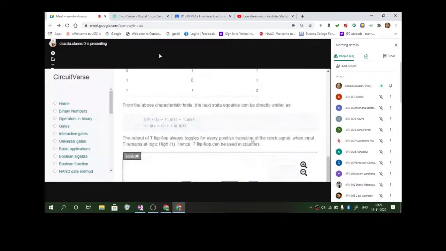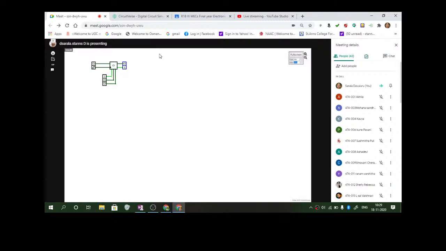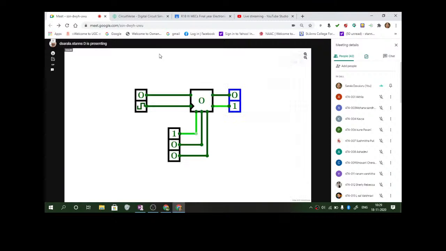So let me show you this circuit here. Now it's seen full screen. So now clock is high. If you give 0, it is 0 and 1, it remains in the same state. These are your presets. Now let's give 1 and see what happens. Can you say it's toggling? This is toggling. Suppose the clock is 0, then what happens? It is not changing its state.